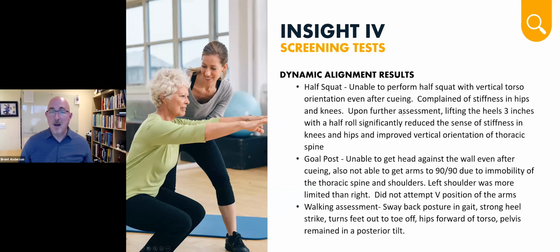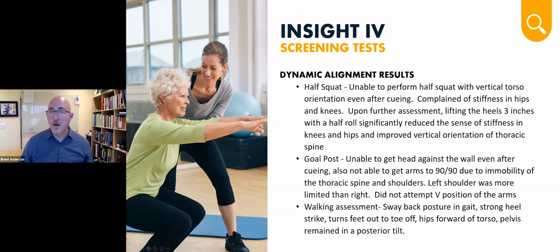The other thing we looked at was the goalpost. Now she was unable to get her head against the wall even after cueing. So once again, we know that that was not an awareness problem. There was a structural limitation to her. Also not able to get her arms to 90-90. So that was due to immobility of thoracic spine and shoulders. Left shoulder was more limited than the right. We didn't attempt to do the V position with the arms, and that's what we saw on the goalpost.